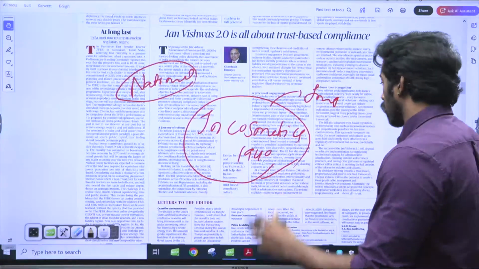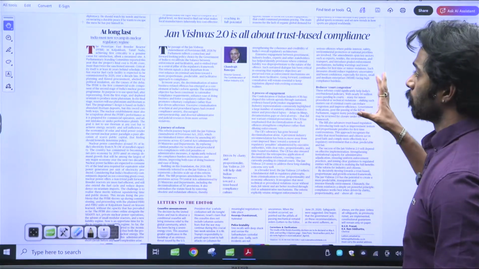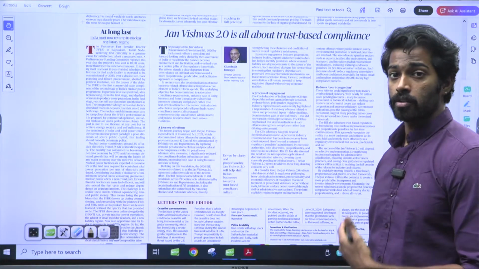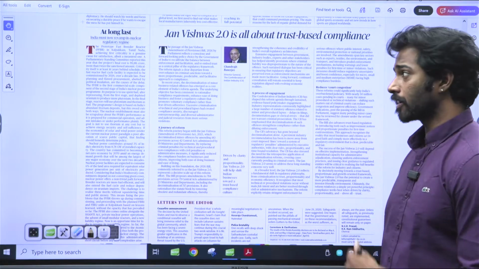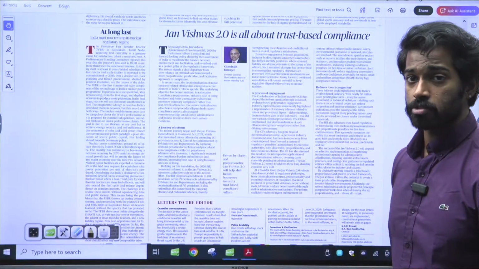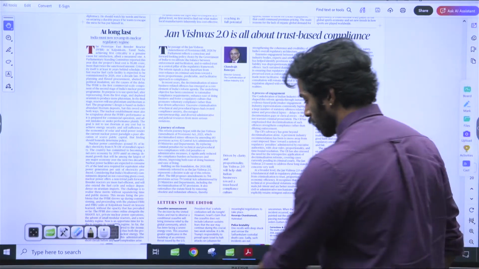Now, before going on to what are the benefits of Jan Vishwas bill and what are the improvements made to the Jan Vishwas bill 2.0, let us understand the difference between Jan Vishwas bill 2023 and Jan Vishwas bill 2026. Okay.